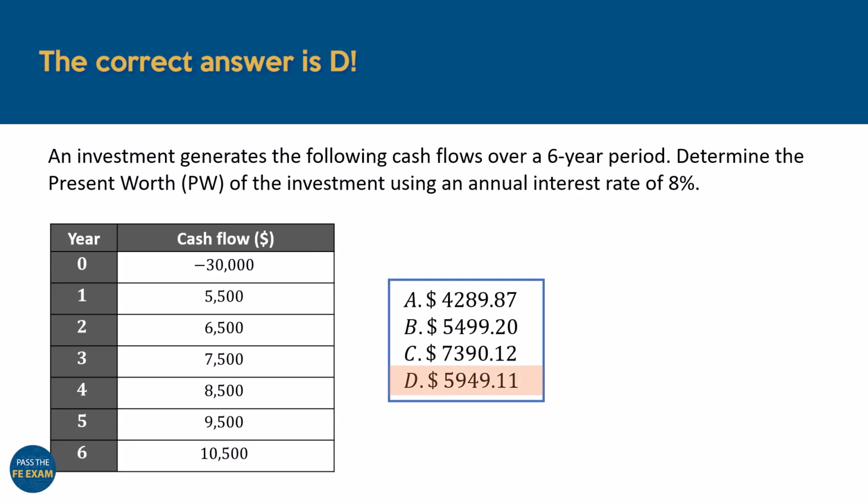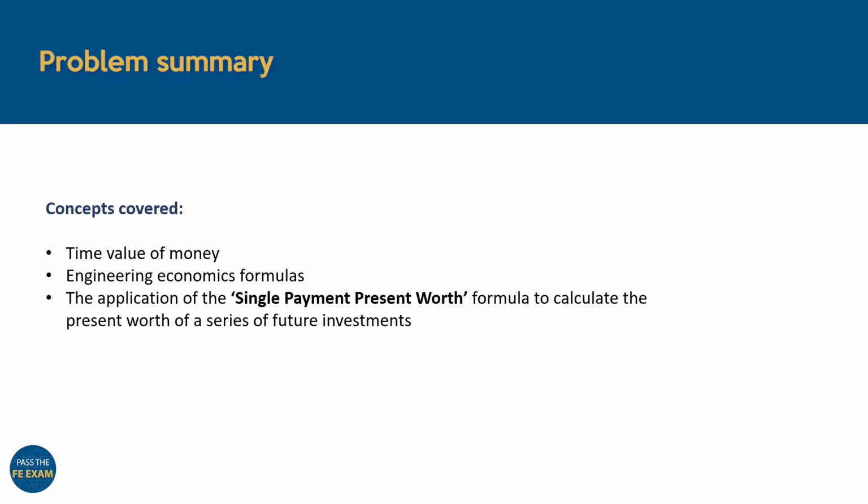Comparing our calculated present worth to the answer choices, we see that our result is closest to option D. While our step-by-step calculations may involve some rounding or truncated values along the way, using the full values directly in your calculator should give you a result of exactly $5,949.11.